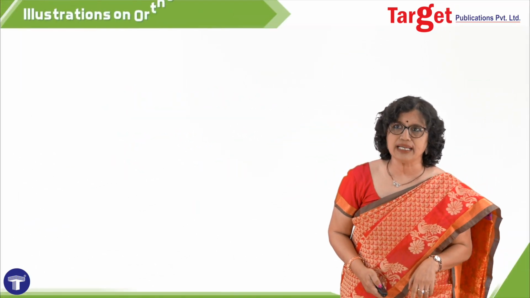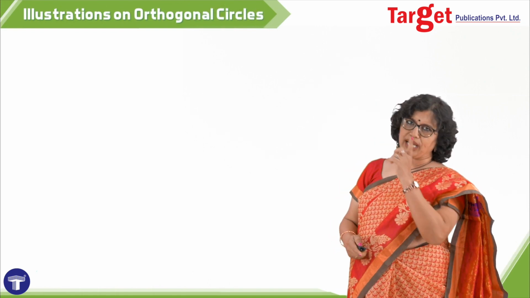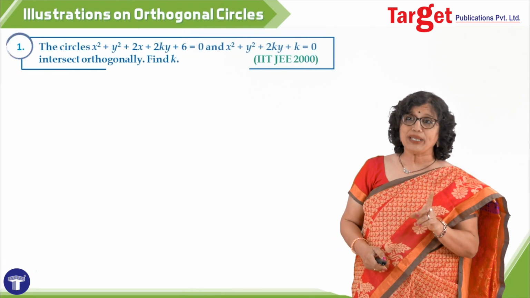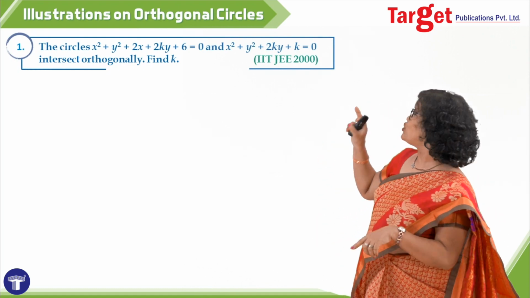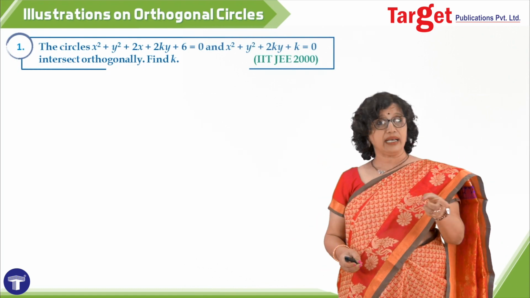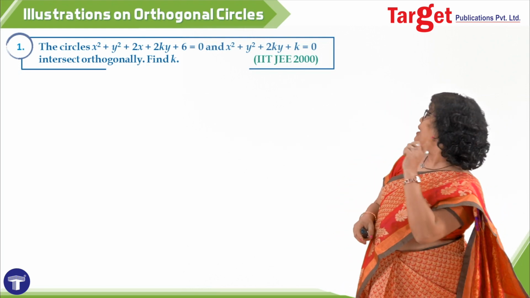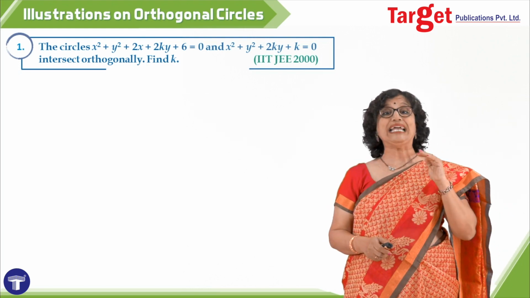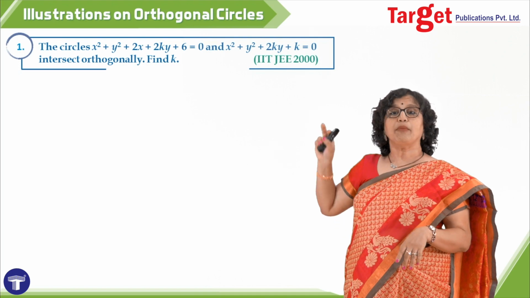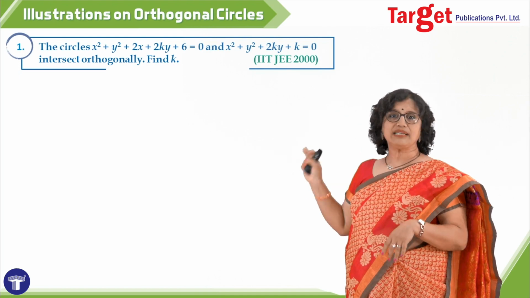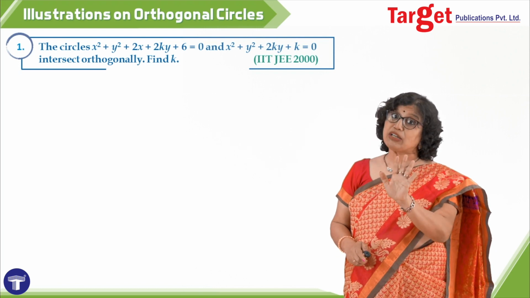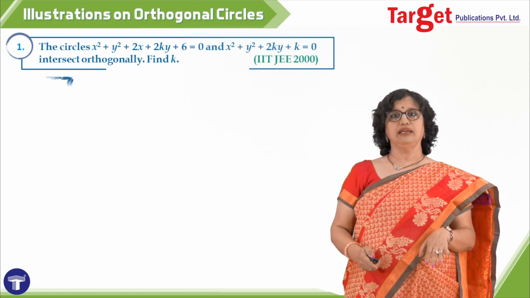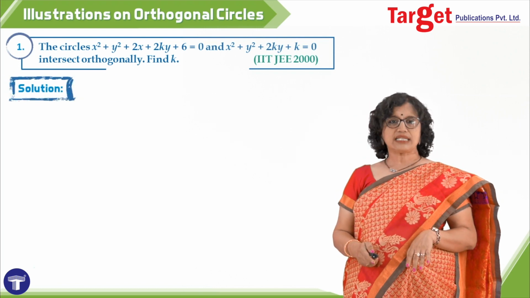And the next one here is that some illustration we need to take on orthogonal circles. First one here is the circles x square plus y square plus 2x plus 2ky plus 6 equal to 0 and x square plus y square plus 2ky plus k equal to 0. They intersect orthogonally, find k. Mind you, please, this is one past JEE question. I wanted to make you realize that simple questions appear actually in the final examination. Okay. So let us start from here.